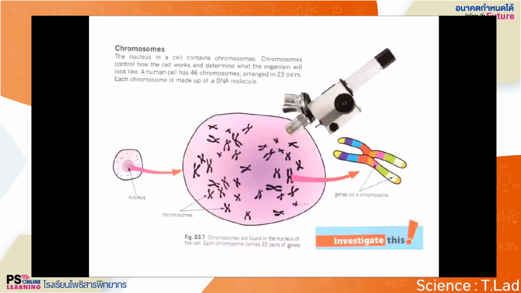The nucleus in a cell contains chromosomes, and chromosomes control how the cell works and determine what the organism will look like. A human cell has 46 chromosomes arranged in 23 pairs. Meaning all cells in the human body carry 46 chromosomes or 23 pairs, except for two cells. These are the sperm cells and the egg cells. Sperm cells carry only half of 46, so a sperm cell only carries 23 chromosomes and not pairs. The same with an ovum or an egg cell, which only carries half of 46, which is 23.